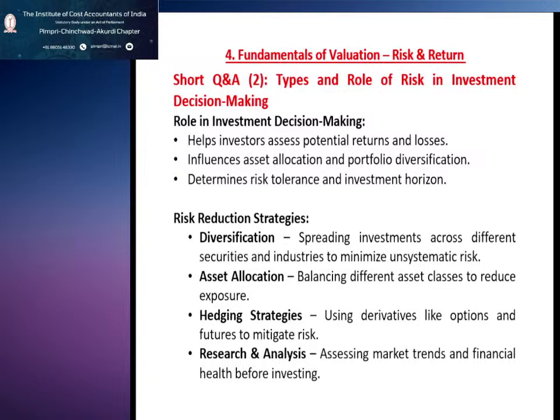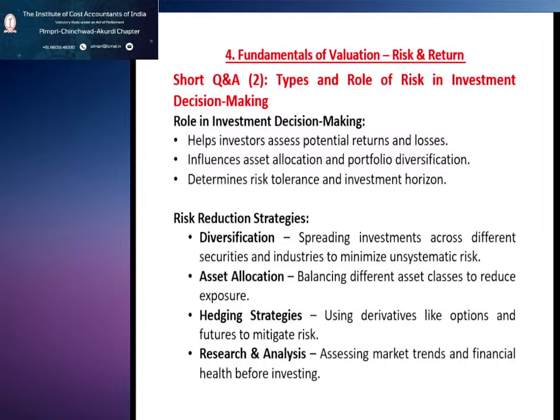Then let's see the risk reduction strategy. So how do we mitigate this risk? Because as we know, risk plays a big role in investment decision, and therefore there has to be some mechanism around to have control or mitigation strategies for the various types of risks that are there.